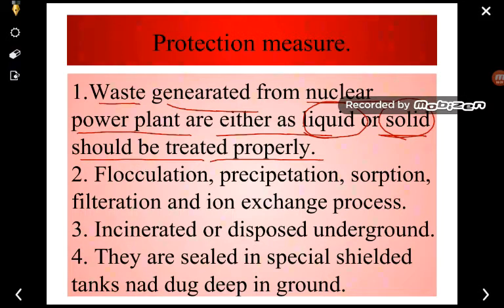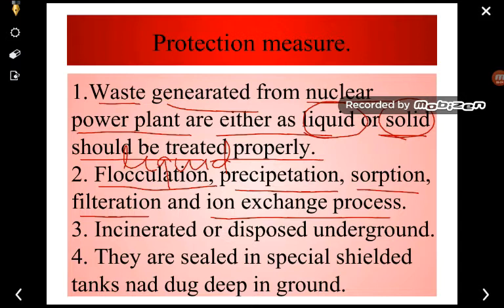अगर हमने अच्छी तरह treat नहीं किया तो क्या हो जाएगा? It will contaminate the rest of the environment. Next one is that if the radioactive waste is in the form of a liquid, अगर ये liquid form में waste available है तो क्या करेंगे हम? This should be treated through flocculation, precipitation, sorption, filtration and ion exchange process.